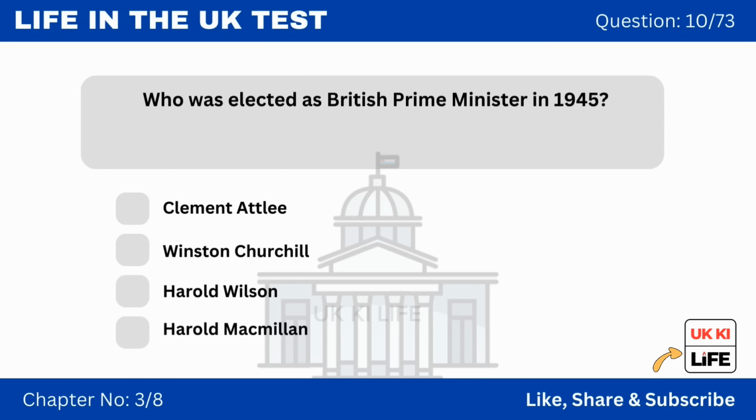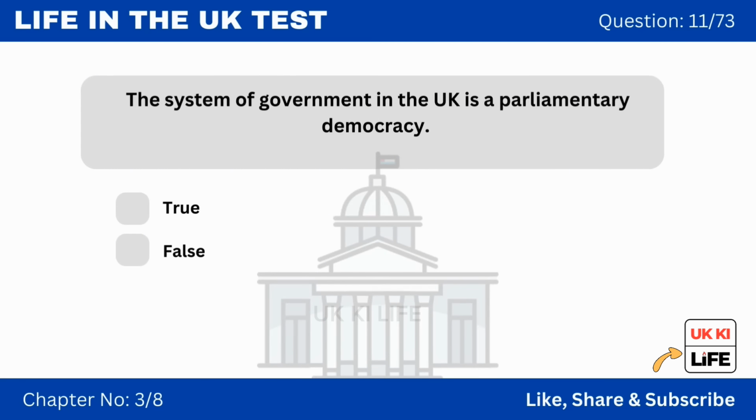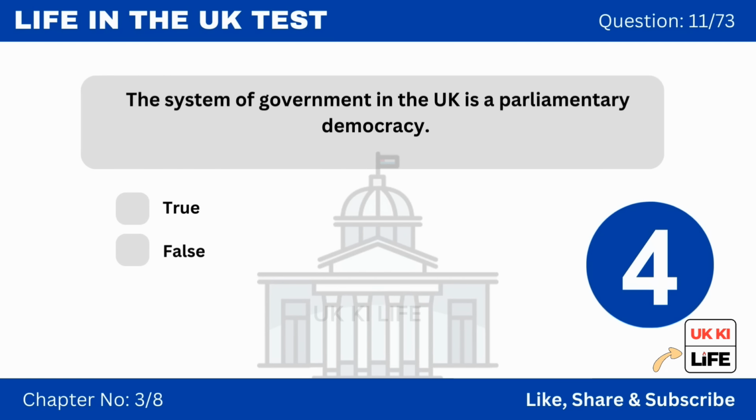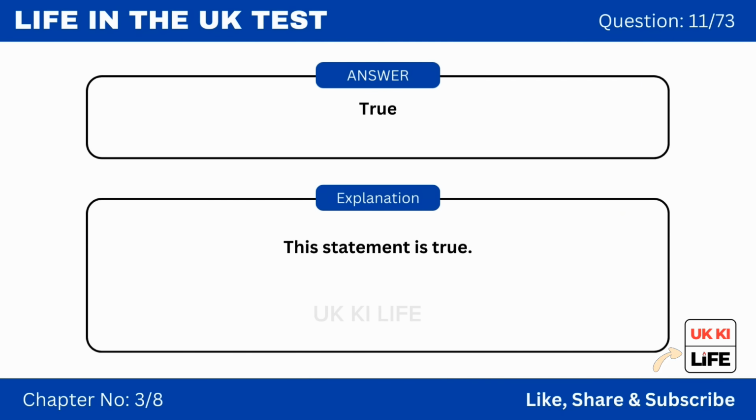The correct option is A. Explanation. In 1945, the British people elected a Labour government. The new Prime Minister was Clement Attlee. Question 11. The system of government in the UK is a parliamentary democracy. True. False. The correct option is A. Explanation. This statement is true.